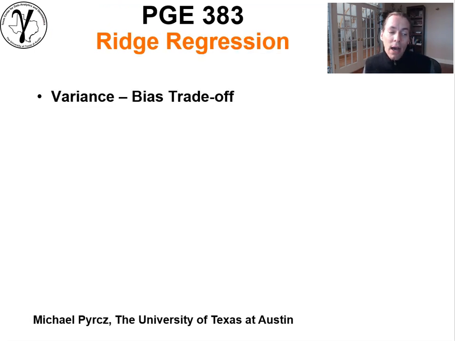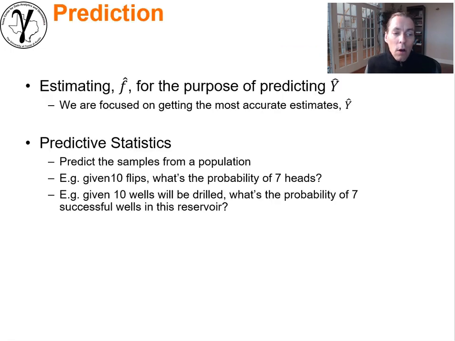Let's just recall the idea of the variance bias trade-off. How does this work? For the purpose of prediction, we are going to estimate a function f hat, which is going to provide us with the very best estimates of y hat, our response feature. Once again, we're focused on the most accurate estimates. When we're doing predictive statistics, we're trying to predict the next possible outcome from a system, from a population. A great way to think about it is from the book Sivia, 1996, A Bayesian Tutorial, the first chapter, where they talk about this idea of given an assumption of the population.